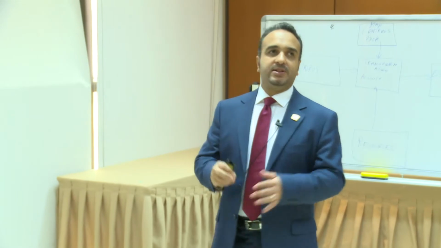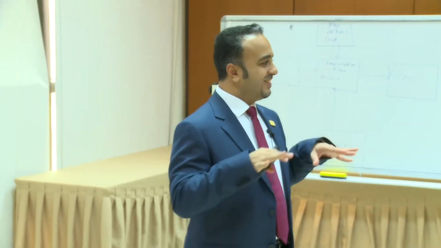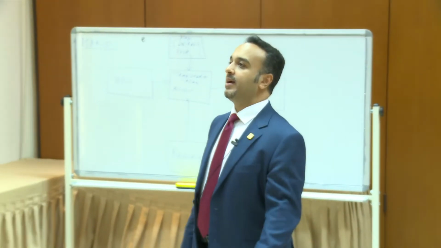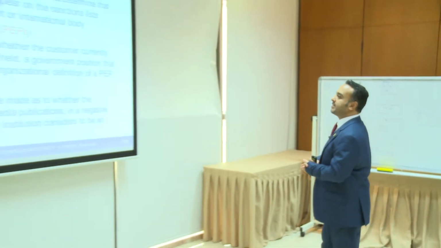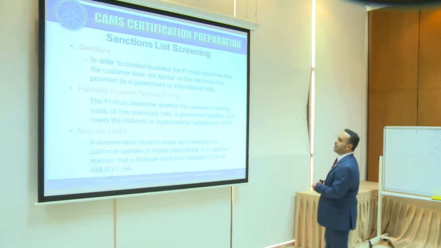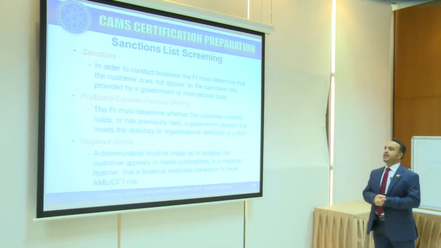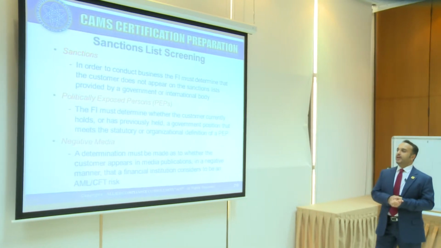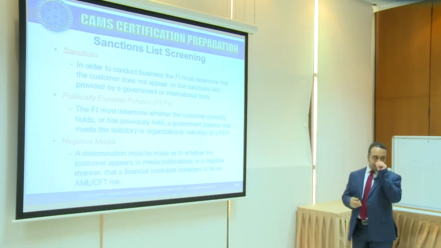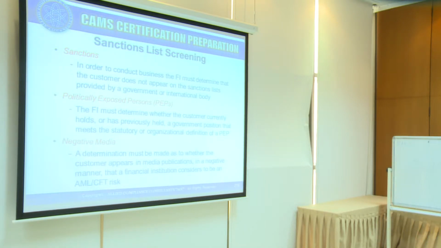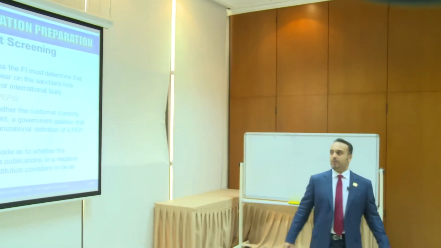Politically exposed persons, and again, please, this is not a blacklist. This is a list of political affiliation. The FI must determine whether the customer currently or has previously held a government position that meets the statutory or organizational definition of a PEP. And we mentioned, as per the US perspective, there is a domestic PEP and there is a foreign PEP, and we mentioned the difference between both of them.